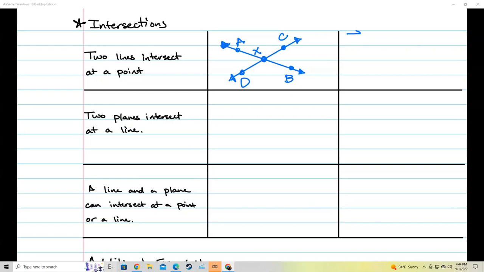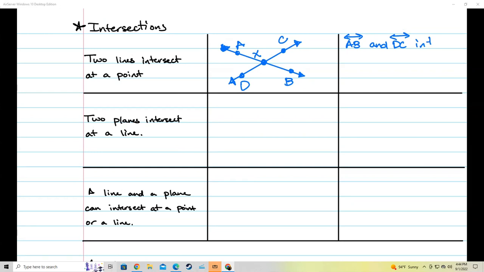So line AB and line DC intersect at point X. So again, what this theorem is saying is if I have two lines and they're intersecting, then the point that they intersect at is going to be a point. And in this case, our point was point X.